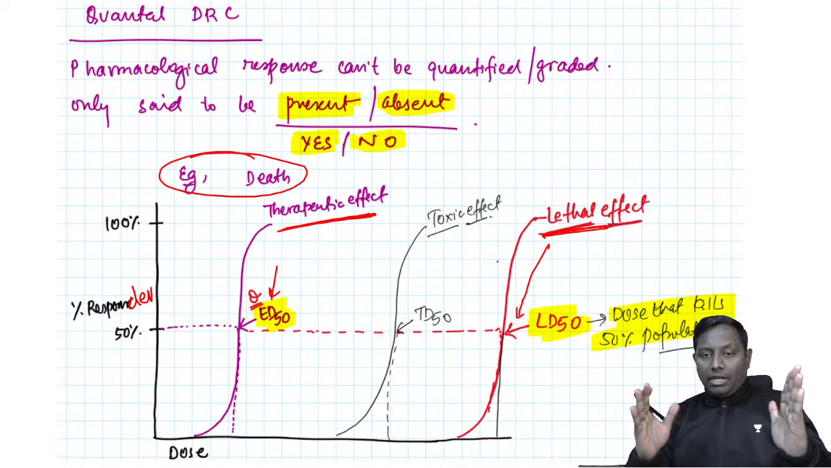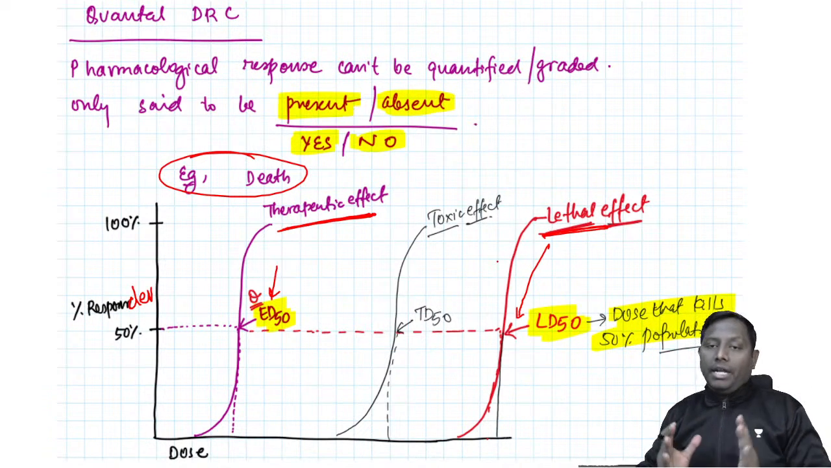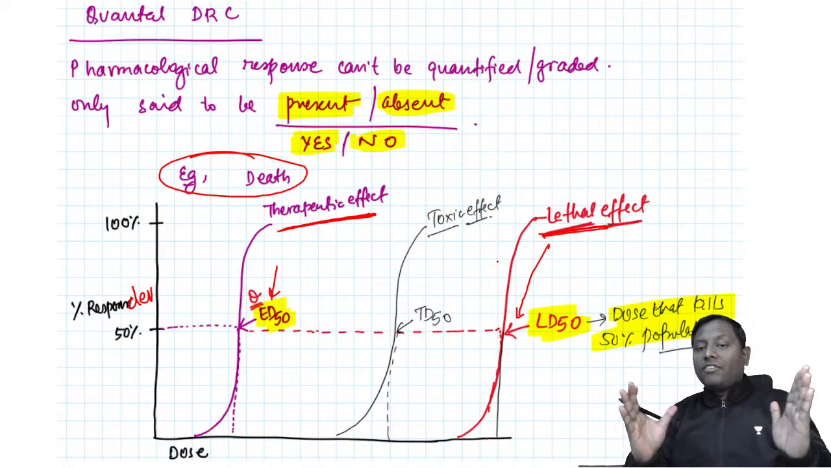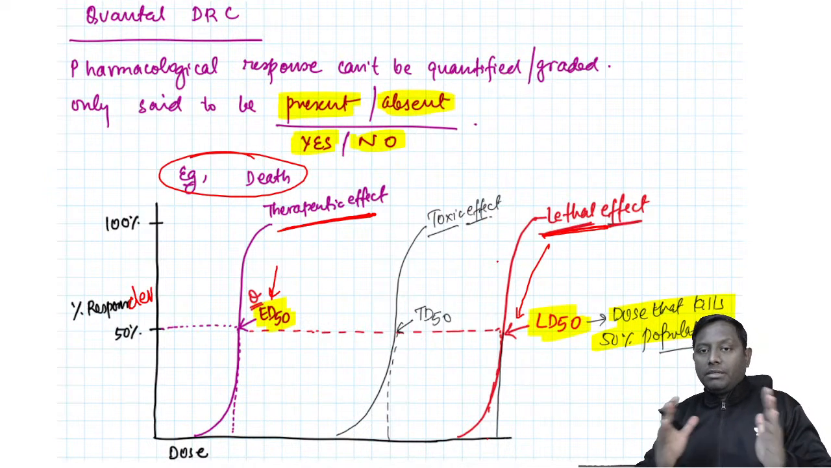So this is having, let's say, a very wide therapeutic index. जो इसका safety margin है काफी wide है. So therapeutic index mainly is a measure of safety margin.